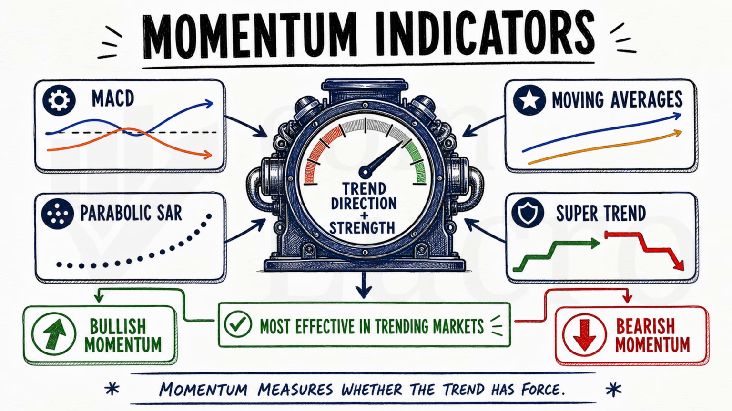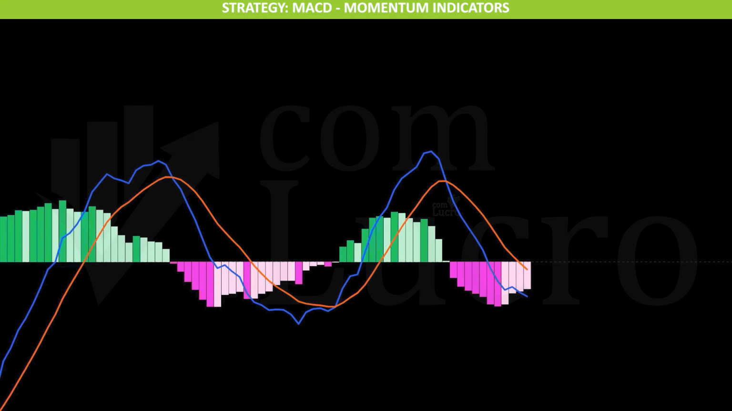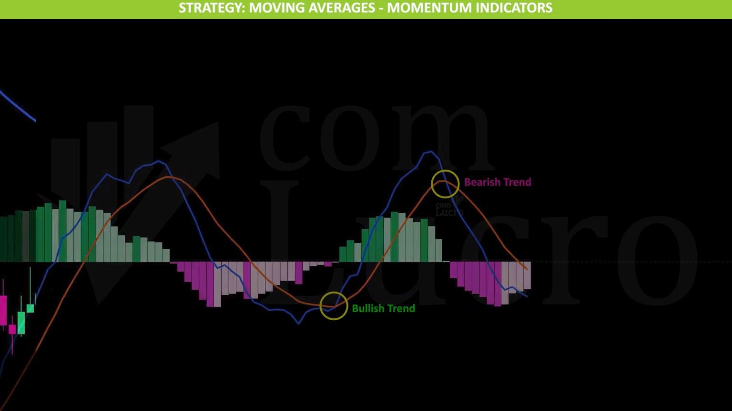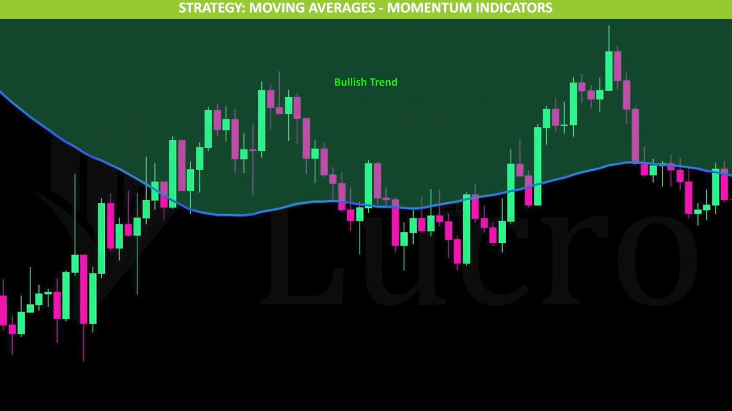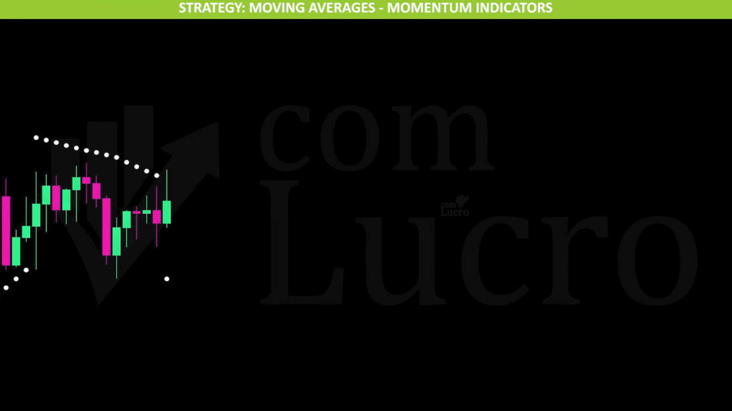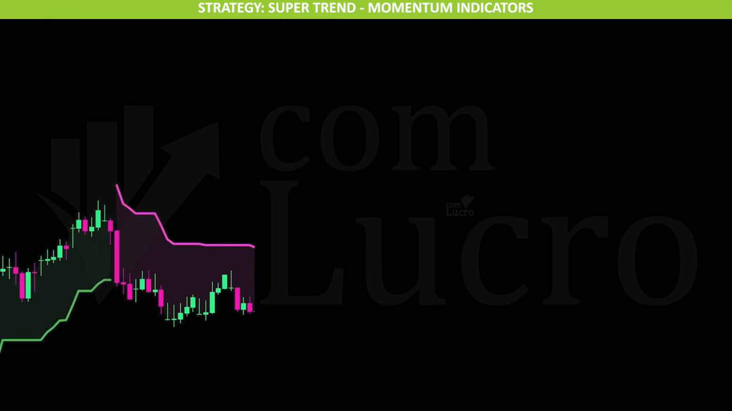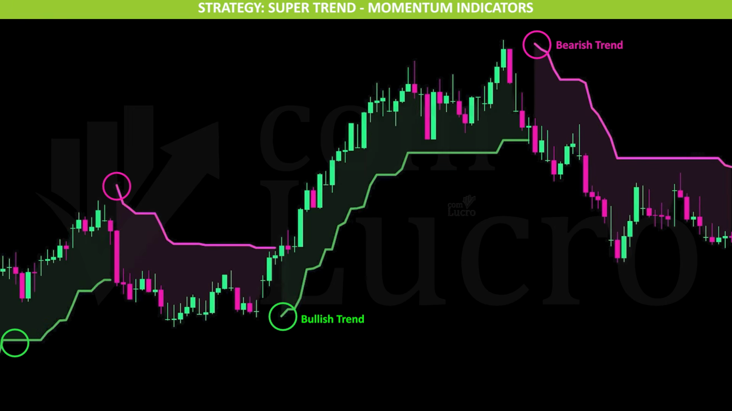Now, momentum indicators. These measure the direction and the strength of a trend, and they are most effective in trending markets. The most notable are the MACD, where an upward crossover indicates a bullish trend and a downward crossover indicates a bearish trend. Moving averages, where price above the average signals a bullish trend and price below signals a bearish trend. Parabolic SAR, where a dot below the price indicates a bullish trend and a dot above indicates a bearish trend. And super trend, where a green signal indicates a bullish trend and a red signal indicates a bearish trend.